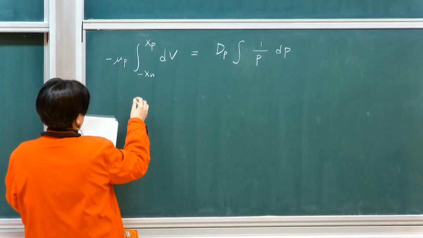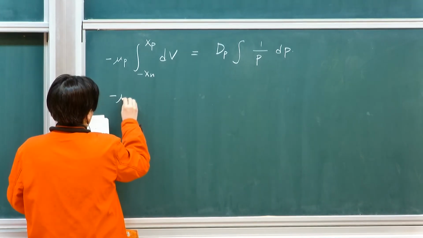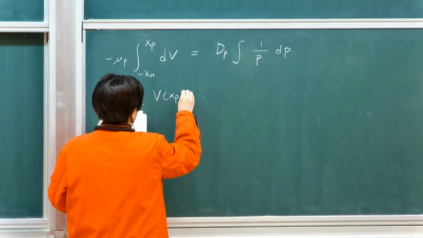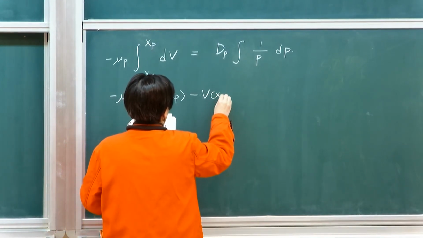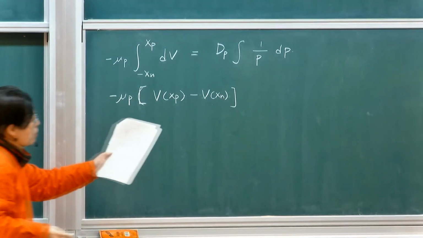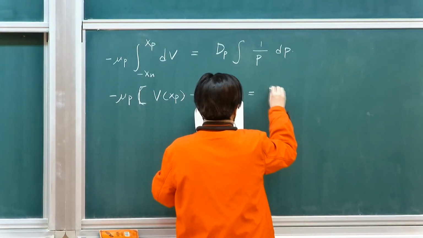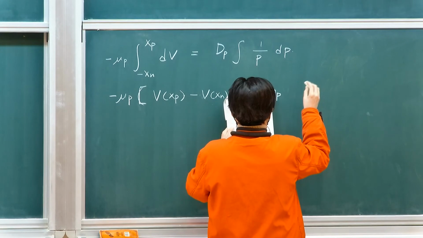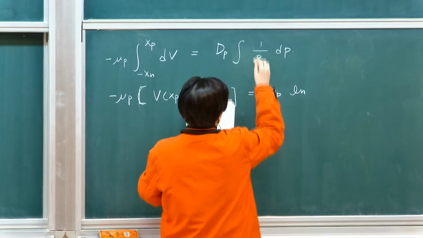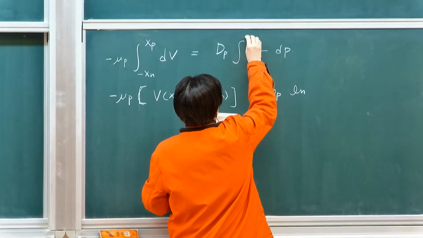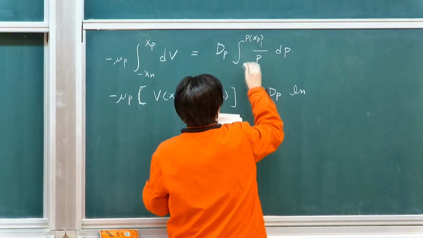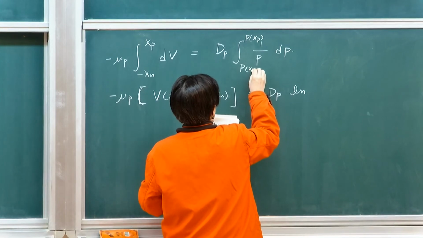Okay? So this would simply be voltage at xp minus voltage at xn, because all of them are independent of voltage. So you just pick the 2 points, and this will be dp ln. Sorry, I forgot to label it. This will be p at xp. This will be p at xn.